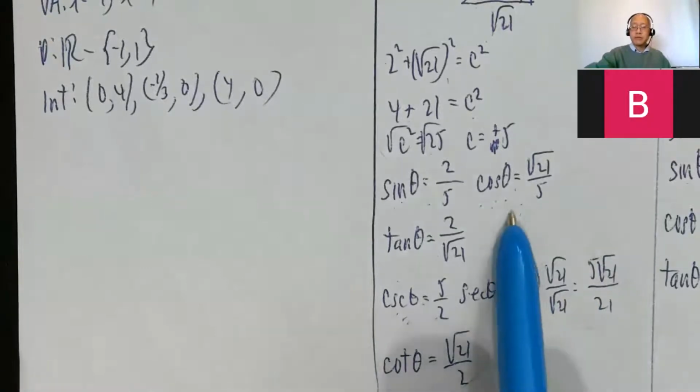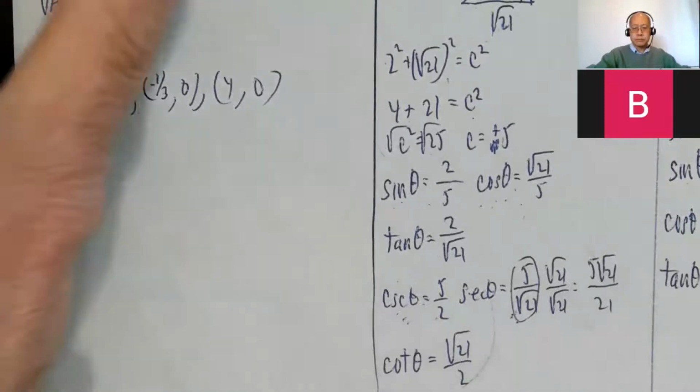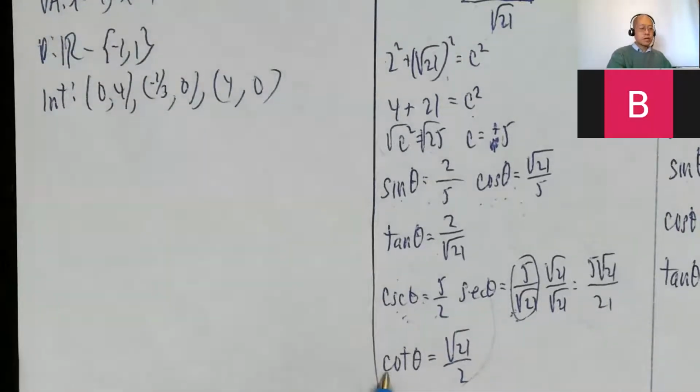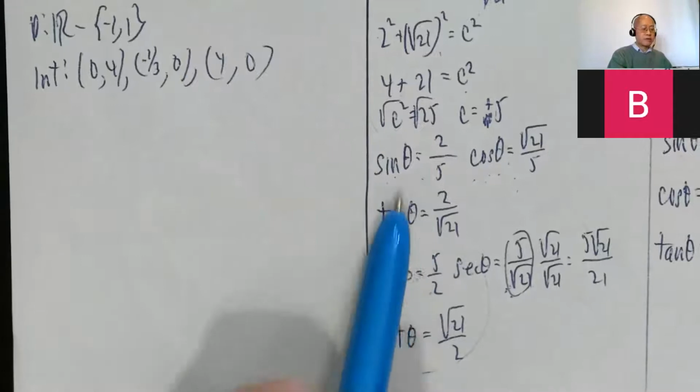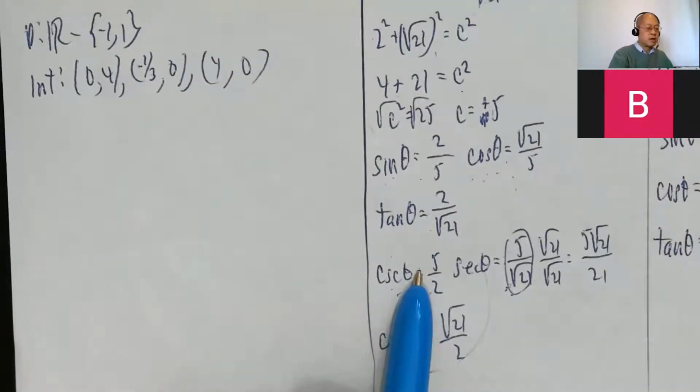So secant, I just flipped this. So 5 over radical 21. You can rationalize it now if you want: 5 radical 21 over 21. And cotangent theta, just flip this. Radical 21 over 2. That's pretty much about it.